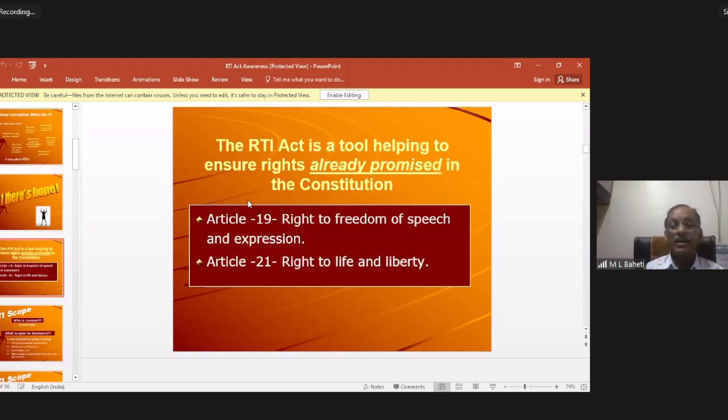The RTI Act is a tool helping to ensure rights already promised in the Constitution. Article 19 is the right of freedom of speech and expression. Article 21 is the right to life and liberty.